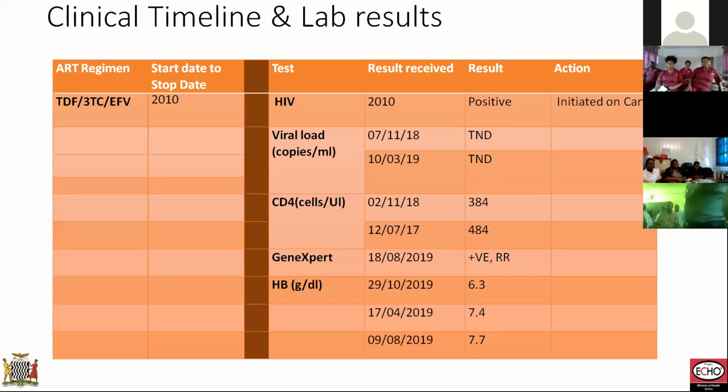The CD4 count was 384 in September last year, and in July it was 484. The GeneXpert that was done in August, the time the diagnosis was made for RR TB, was positive and was found to be rifampicin-resistant. And then the HB was as follows. She had anemia: 6.3, 7.4, and 7.7.